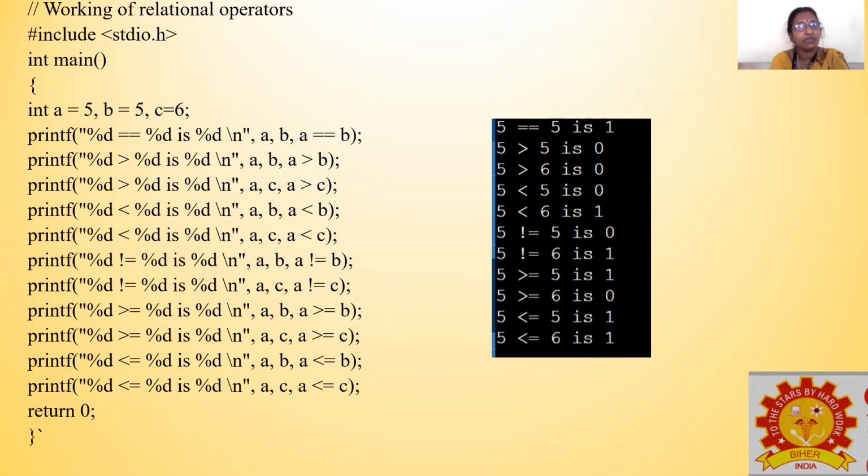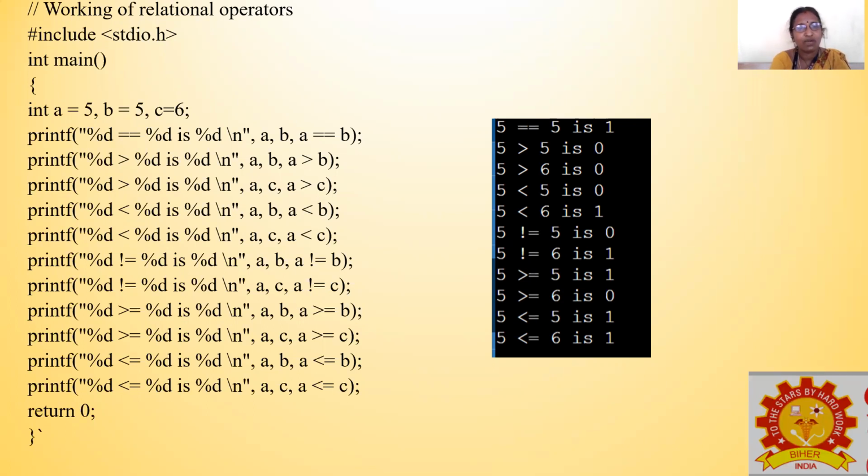Next one, the fourth one is a less than b. a is 5, less than b value 5. No, 5 is not less than 5, so it's evaluated to 0. Next, a less than c. Yes, a value is equal to 5, c value equal to 6. a less than c is evaluated to true, and the value is returned as 1. a not equal to b: a equal to 5, b equal to 5. a not equal to b, no.